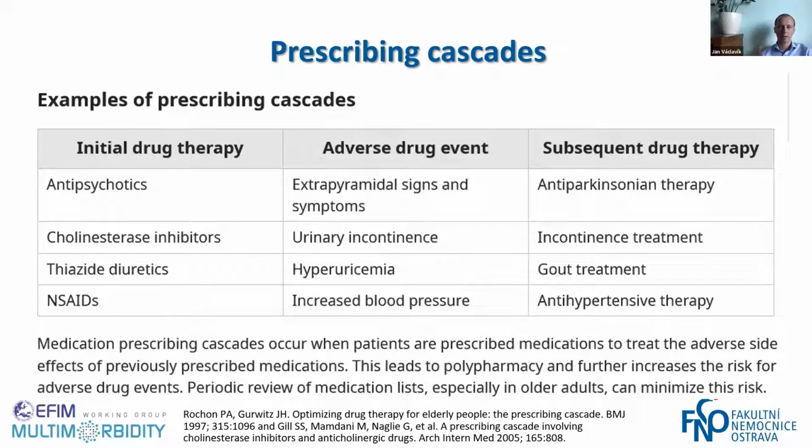There are several other very frequent prescribing cascades, like antipsychotics leading to extrapyramidal signs and symptoms and then to the introduction of anti-Parkinsonian therapy. Use of thiazide diuretics may lead to hyperuricemia and doctors administer gout treatment. Also, pain requiring NSAIDs sometimes increases blood pressure substantially and leads to intensification or introduction of antihypertensive therapy.